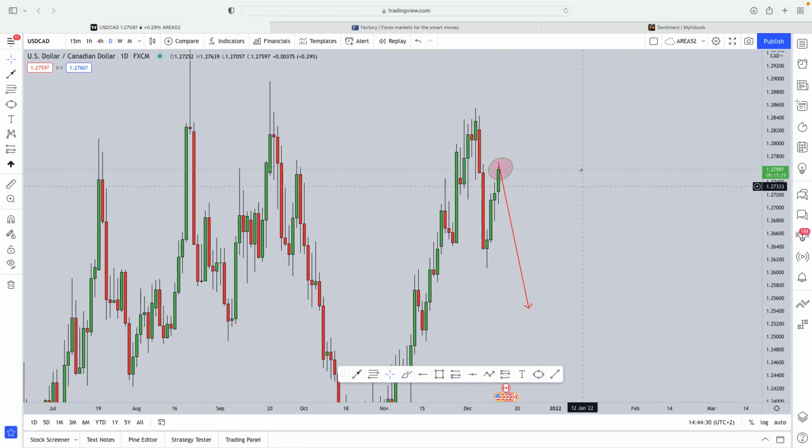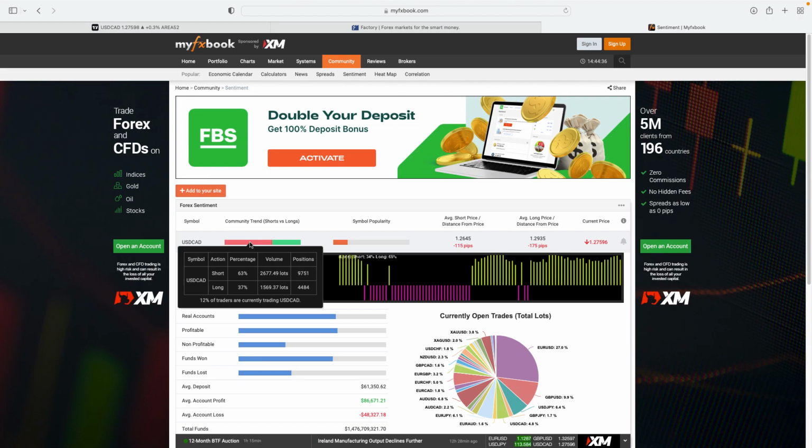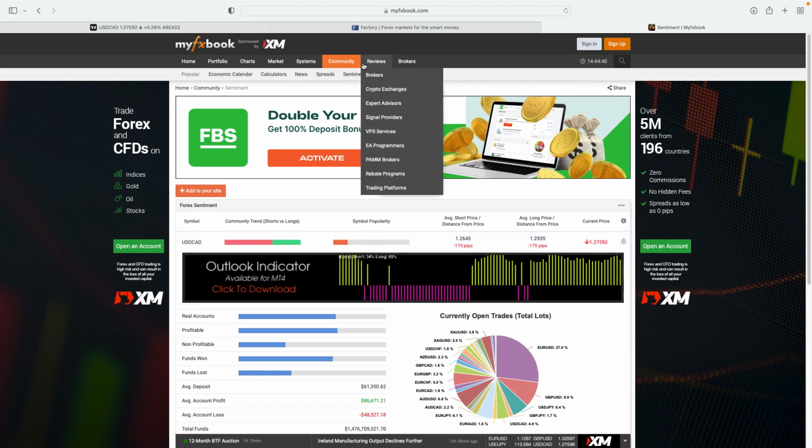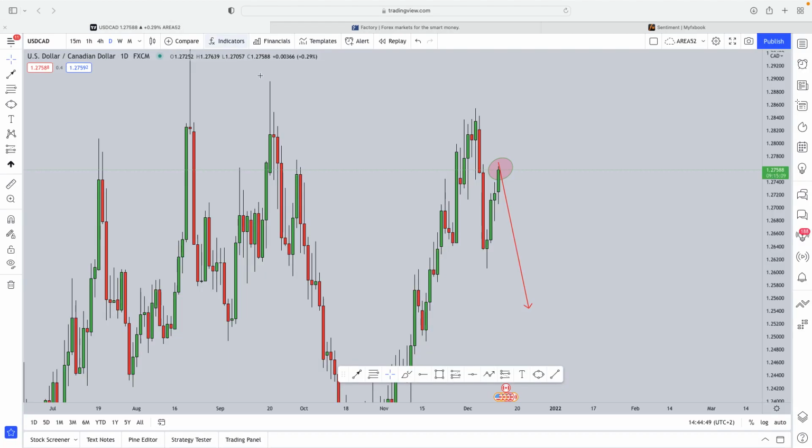Coming back over here, we can see from a sentiment perspective, so what the retail traders are doing in the market, you've got about 63% of the retail traders short on the USDCAD and 37% of them are long. Now looking at the fundamental data over here, we've got some very high impact news expected for the USD coming out this week, so it's important that you keep an eye out on that as well.